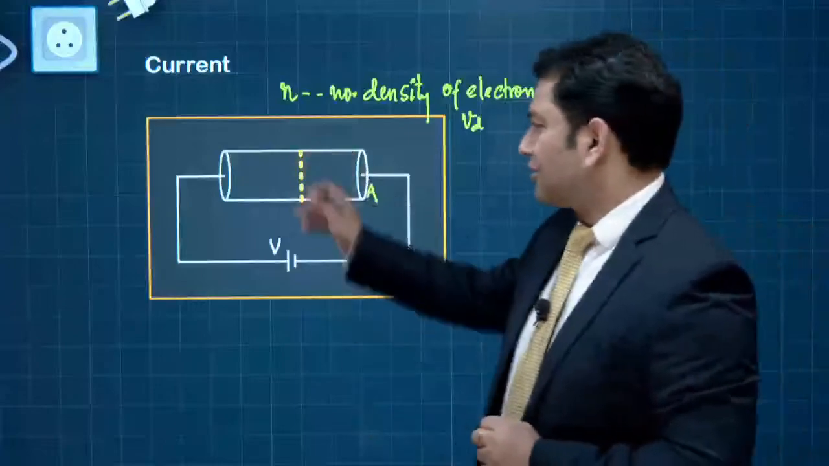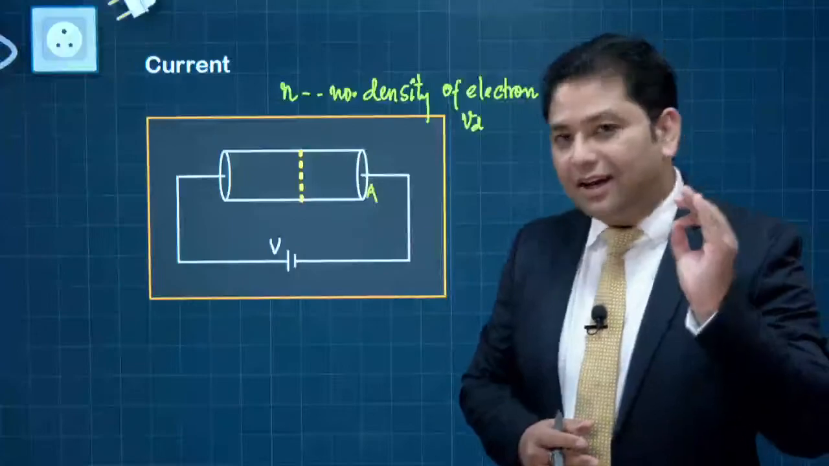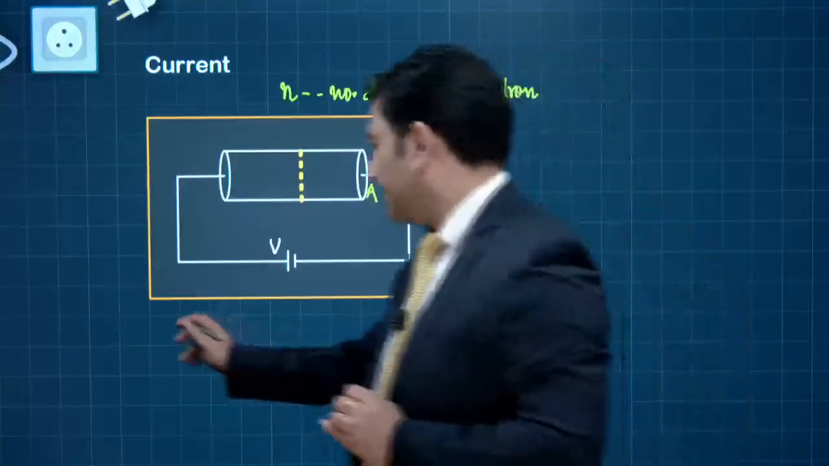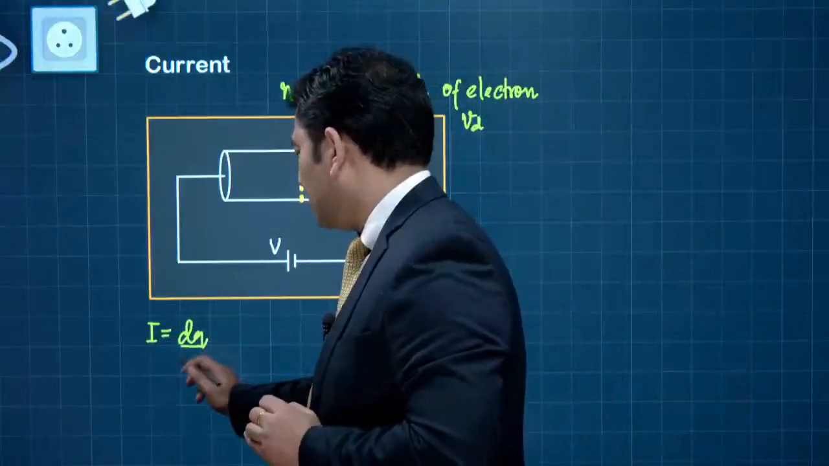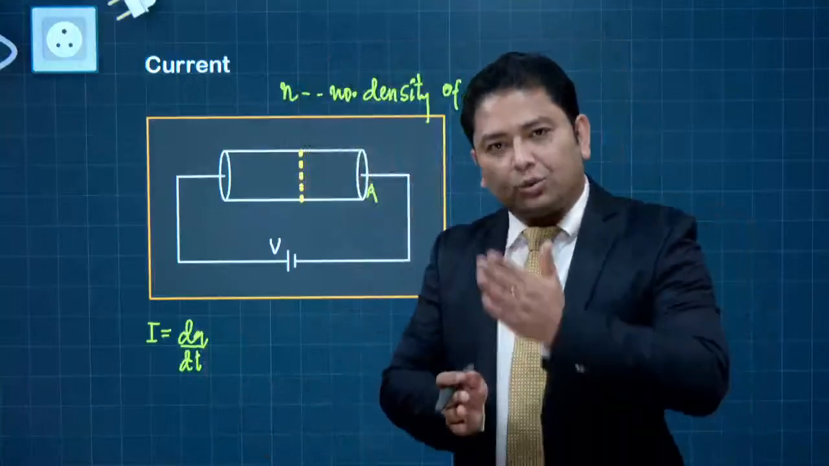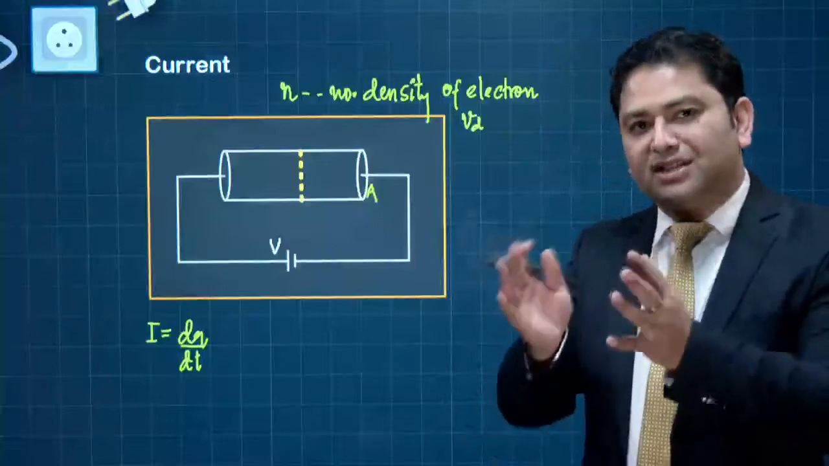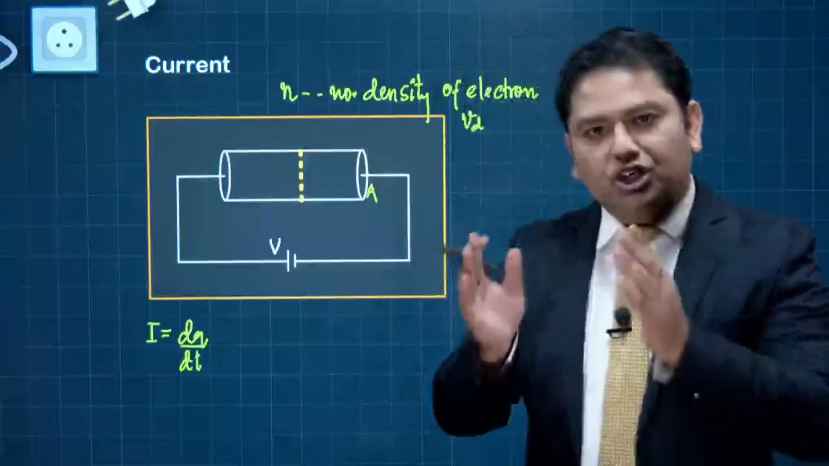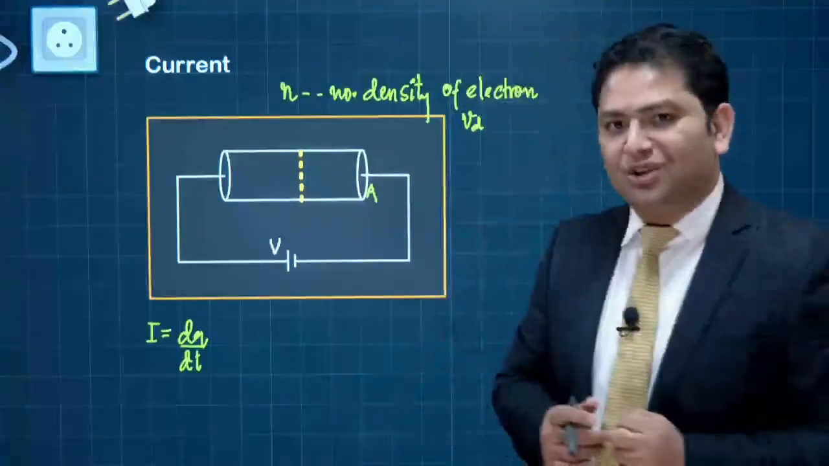So this is that cross section area, and I want to measure the instantaneous current. The definition of that is dq by dt. Now what does dq represent? That charge which passes the cross section in the duration dt. dt duration के दौरान जो charge इस cross section को pass कर रहा है, that charge is dq.